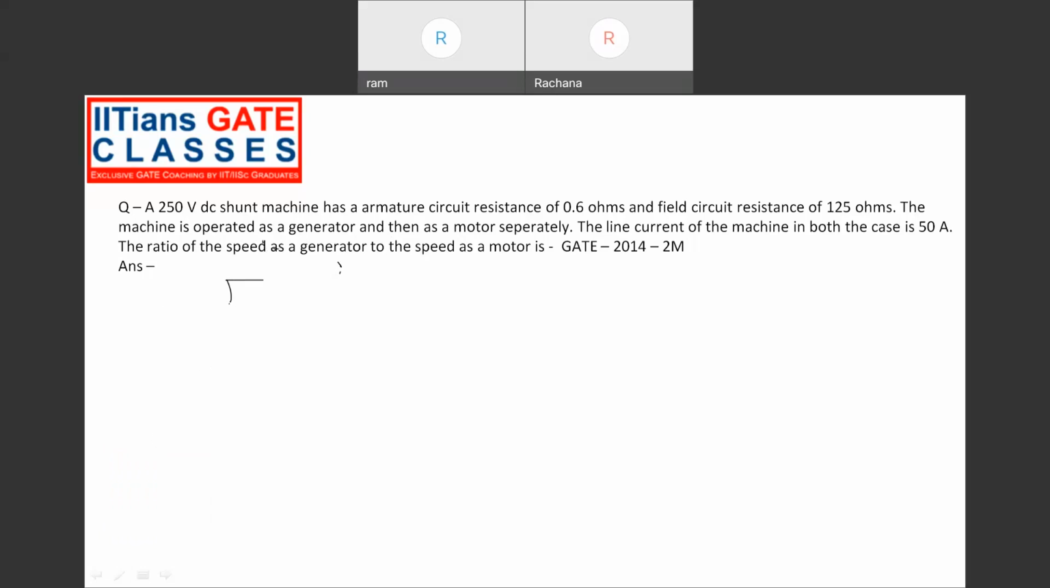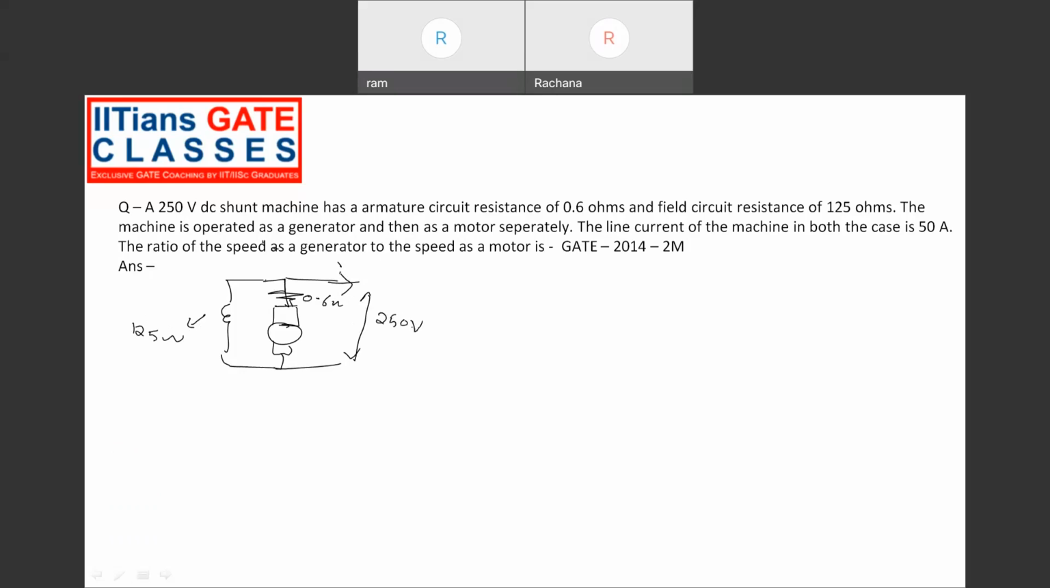So this is the question. We have the field winding, then we have the armature. They have given us the field resistance is 125 ohms. The armature resistance is 0.6 ohms. So the machine is operated as a generator initially. The current is flowing out to a load.